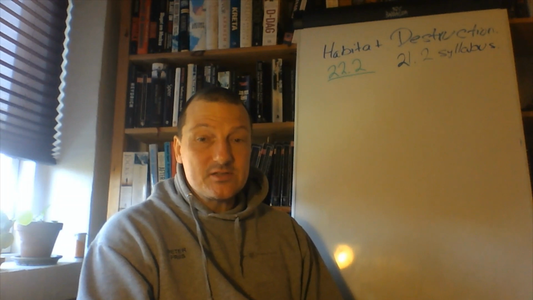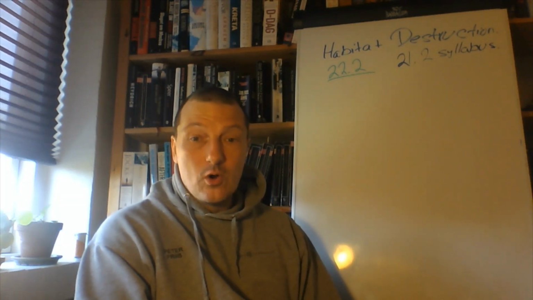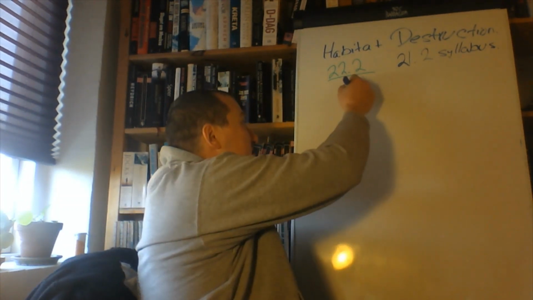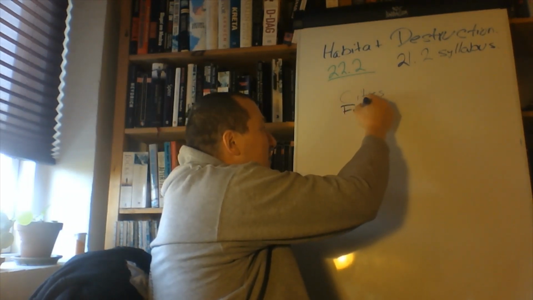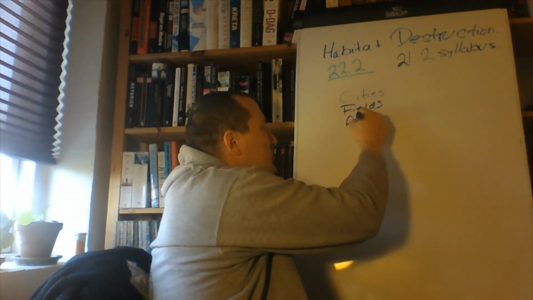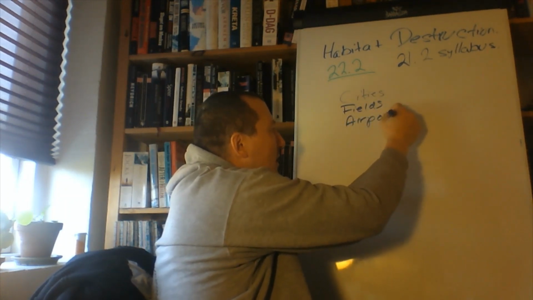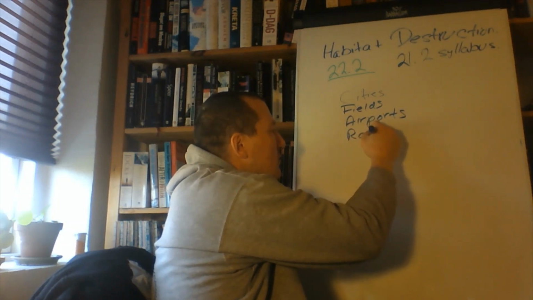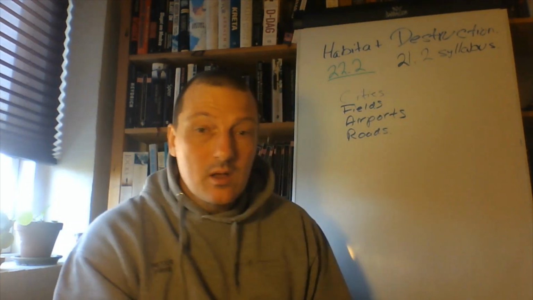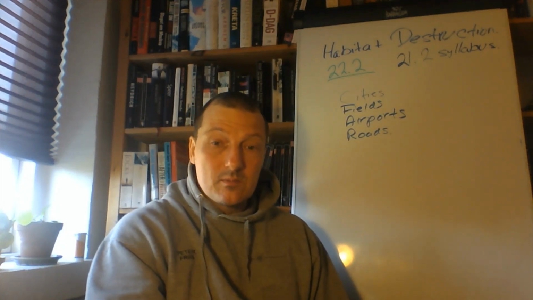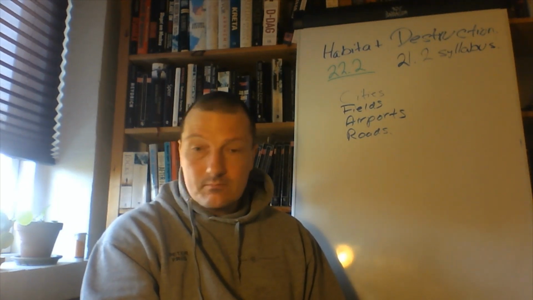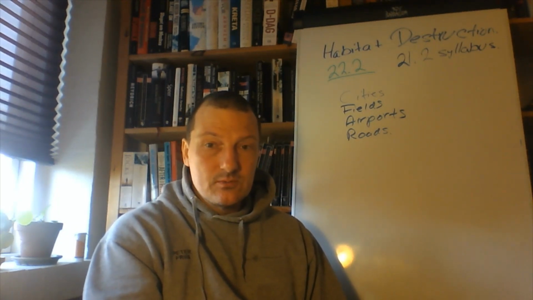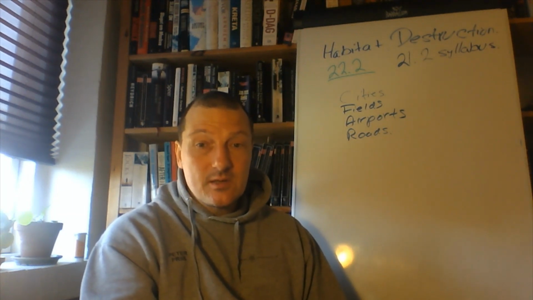And it simply means that by changing the world into things we want, cities, fields for farming, airports, roads, and so on, we end up changing or destroying the natural habitat that was there before. And that leads to a decrease in biodiversity, and it can also lead to other problems, as we'll get into later.